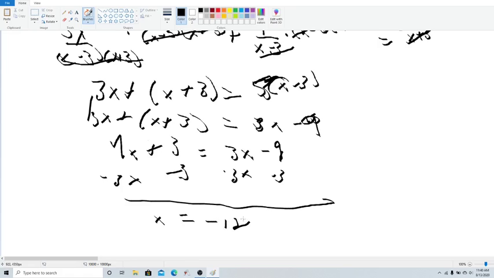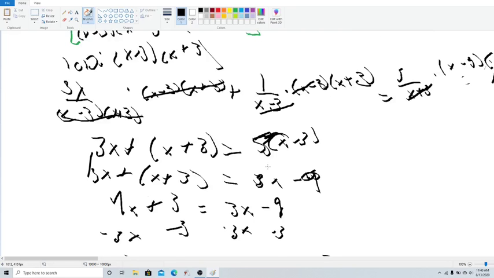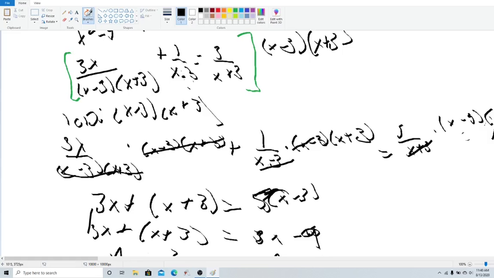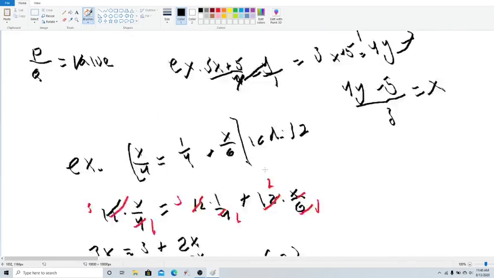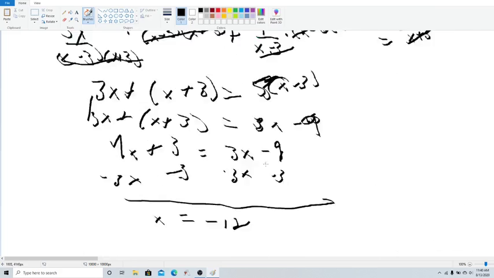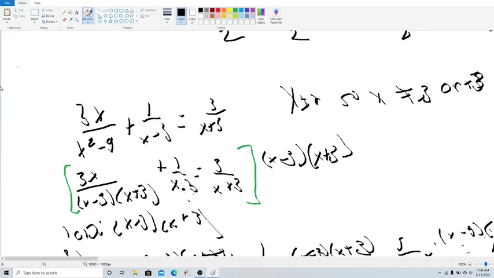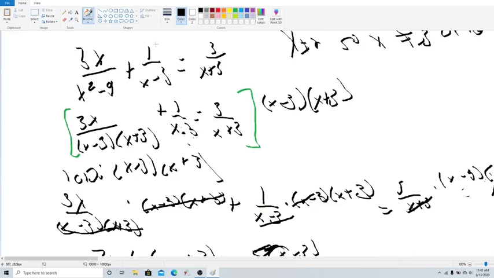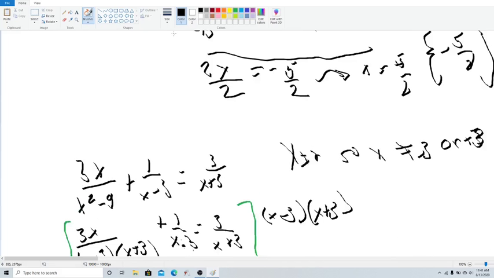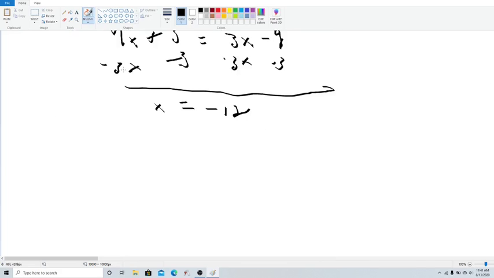And does that make sense? Yes, it does, because if we plug in negative 12 into the original equation, it doesn't give us any value that equals 0, and it's not one of the values we said in the very beginning. It can't be negative 3, 3, or 0, so there's a solution. And that solution is negative 12.